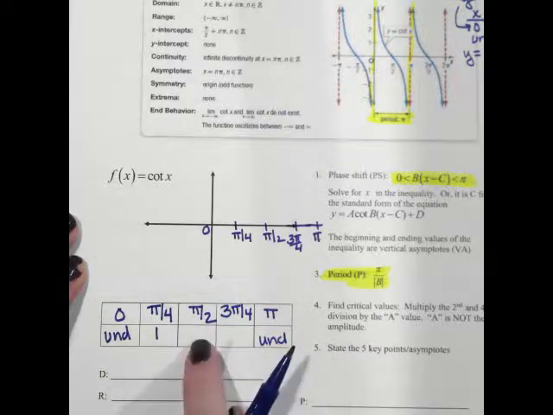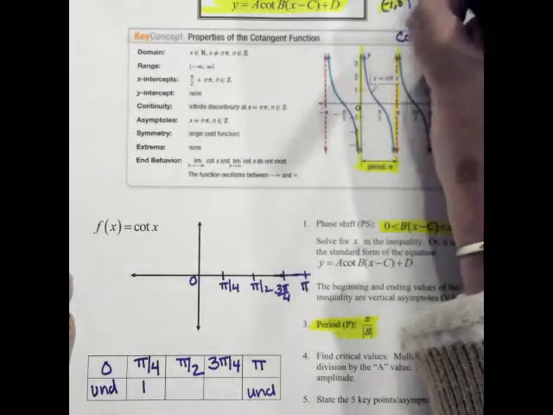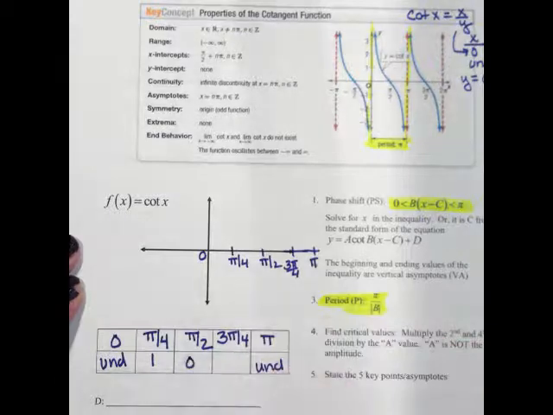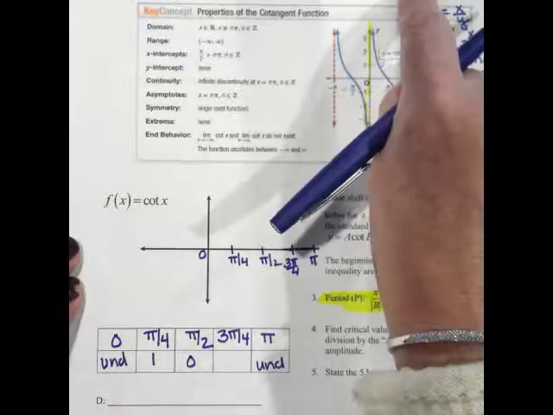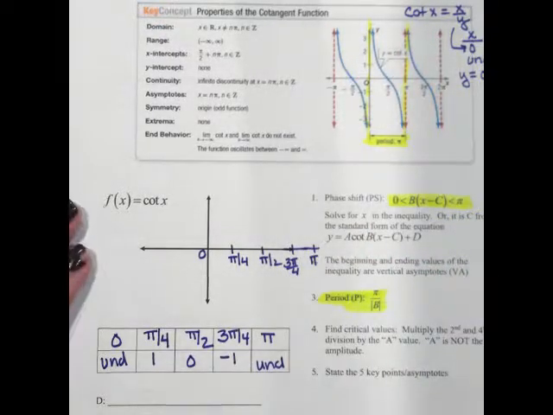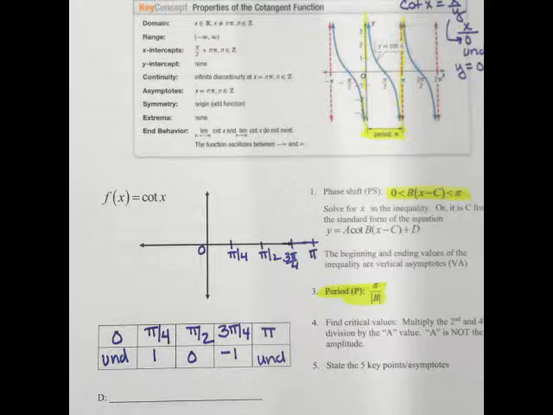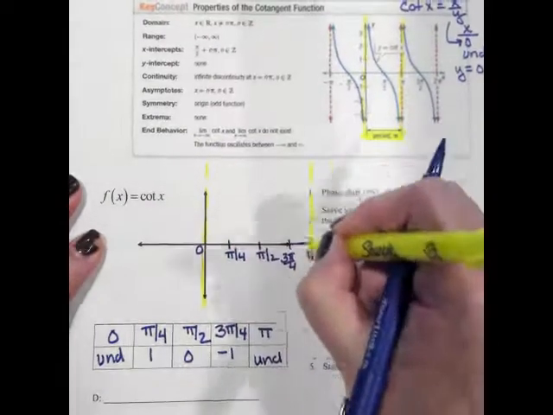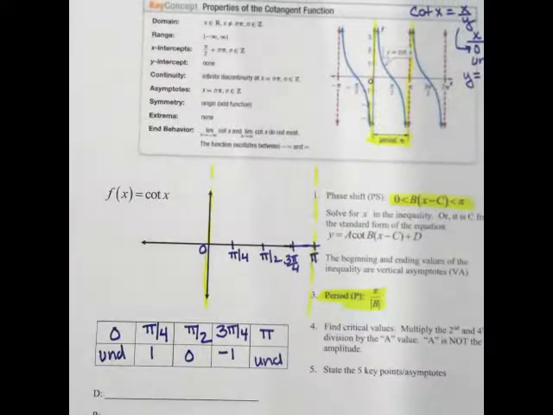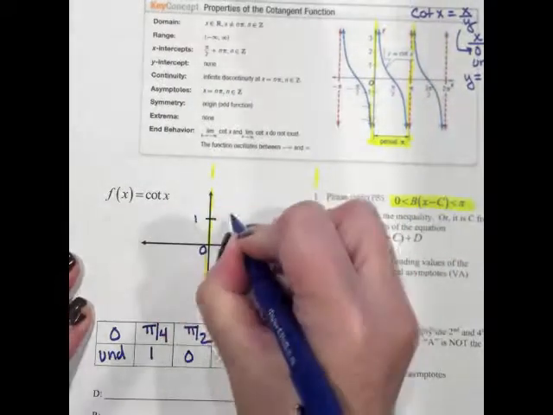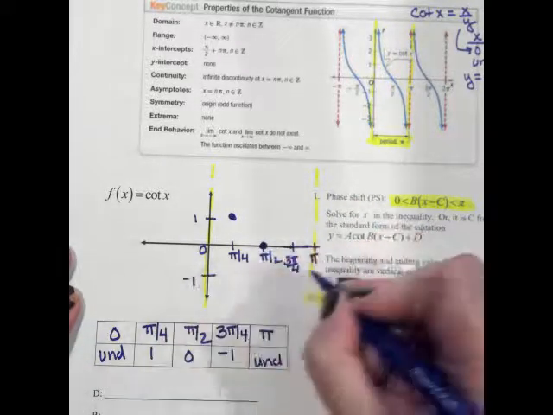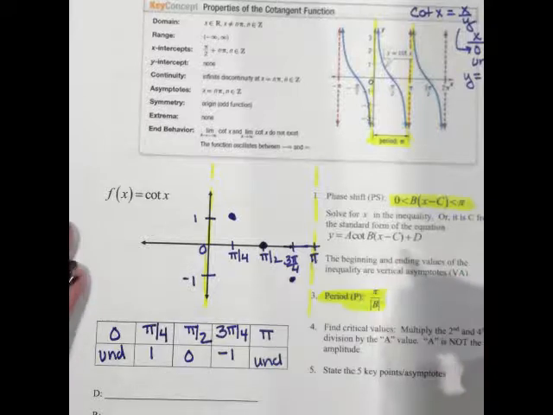Cotangent of pi over 2 is going to be, again, x divided by y, and up here at pi over 2, x divided by y, 0 divided by 1 is 0. 3 pi over 4, we move into quadrant 2. That's going to give us a negative 1. So again, I've got the vertical asymptote at 0. I've got the vertical asymptote at pi. And then pi over 4 will be 1. Pi over 2 will be 0. And then 3 pi over 4 will be negative 1.